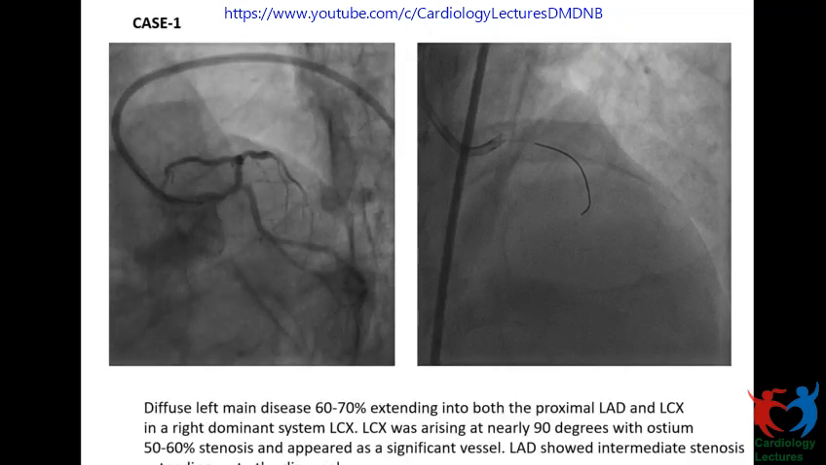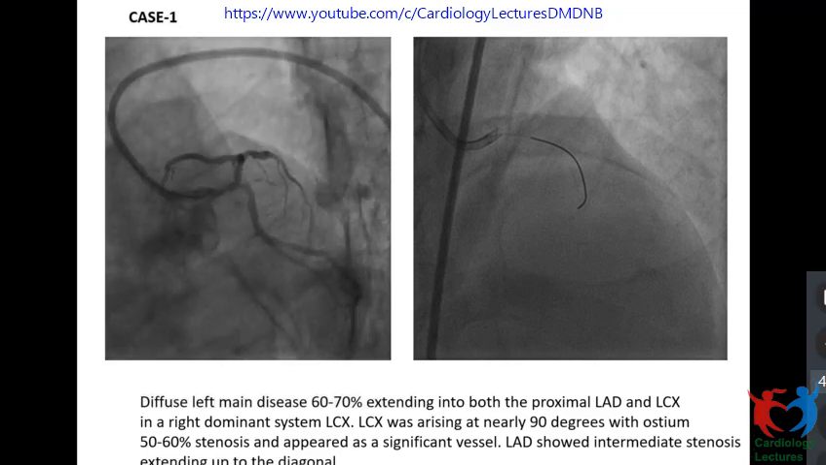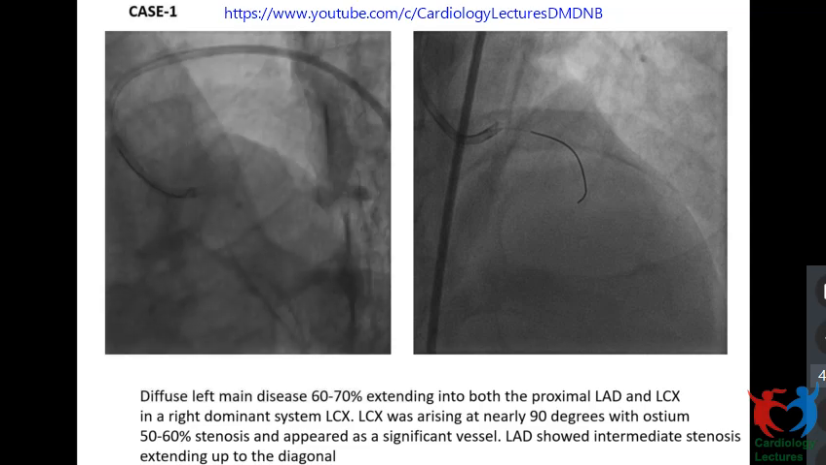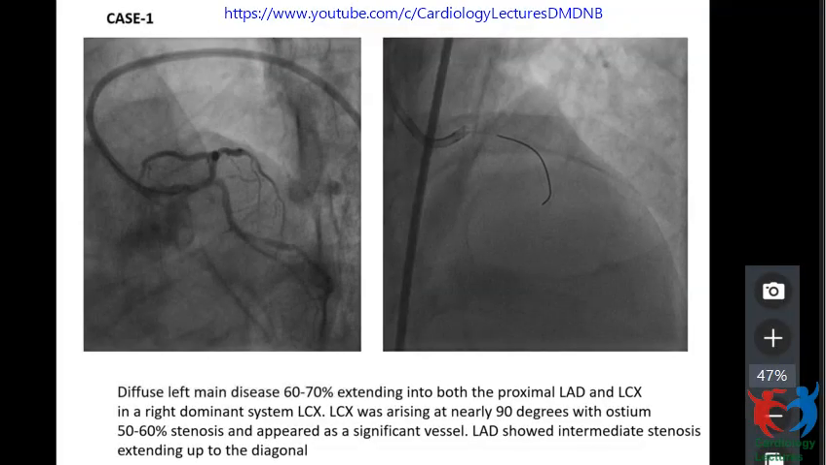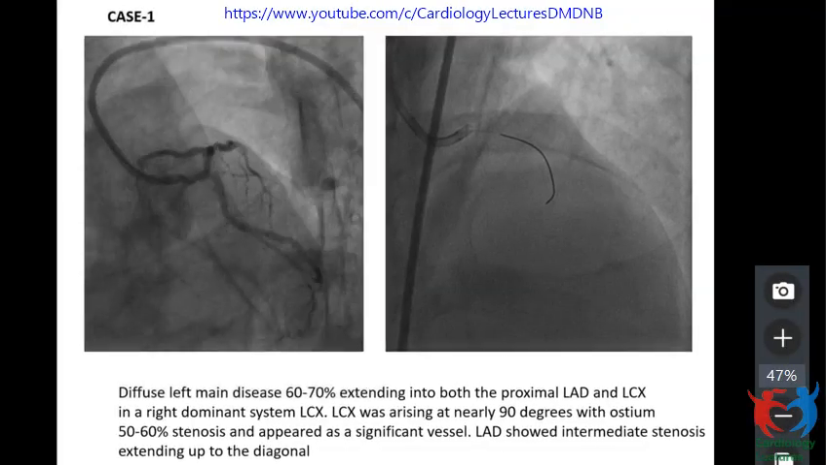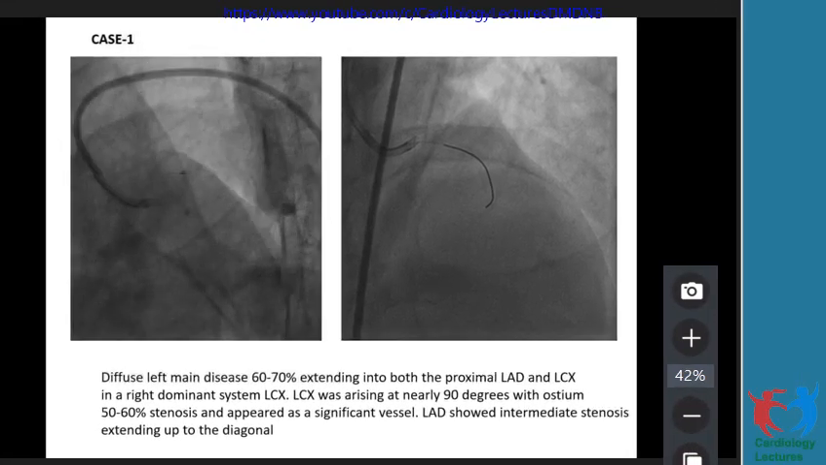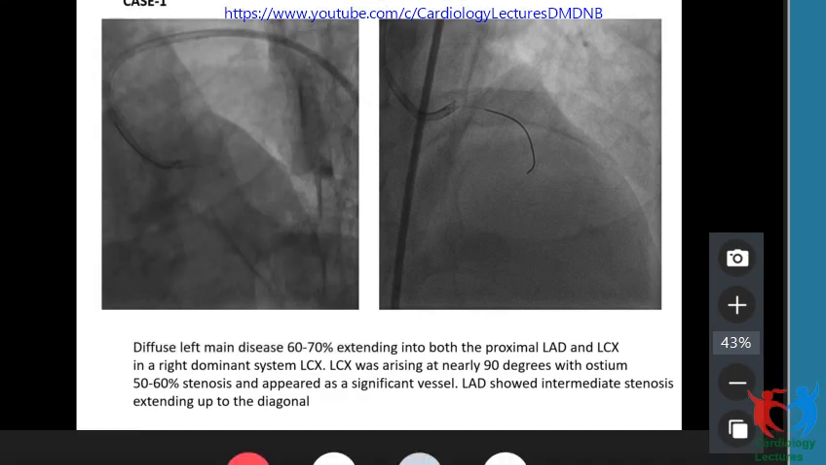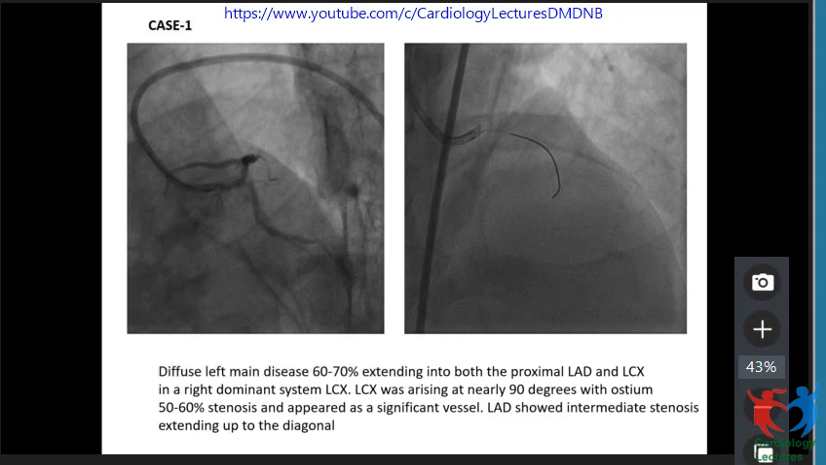Coming to the first case, this is the angiogram of a patient who has presented with chronic stable angina with a TMT positive. The LAO caudal view shows diffuse disease of the left main around 60 to 70%, which is extending into both the LAD and the LCX. The LCX is a non-dominant vessel, it's a right dominant system, but the vessel is of significant size, around 2.5, and arises at an angle of almost around 90 degrees from the bifurcation.